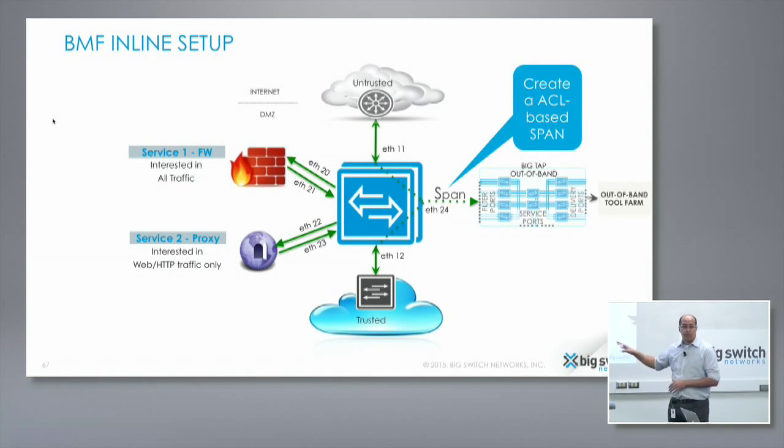I also have the option to create an access list based span. So whatever you see in the chain, you can span it out. You can get a replicated copy of that packet and send it to your out-of-band monitoring tools. So the same box can send traffic to out-of-band monitoring tools and also send traffic to the inline monitoring and security tools.